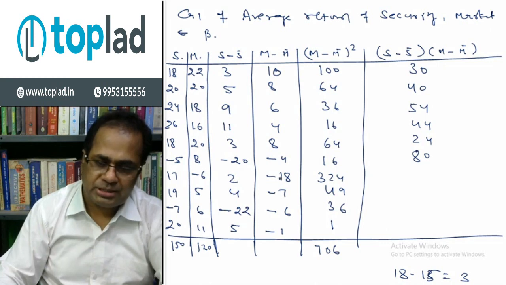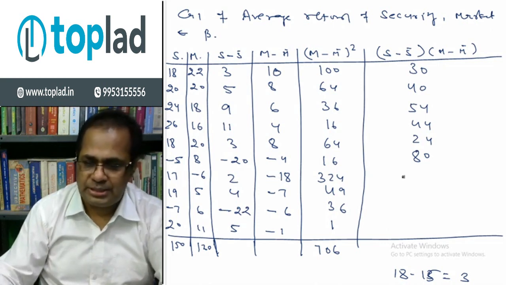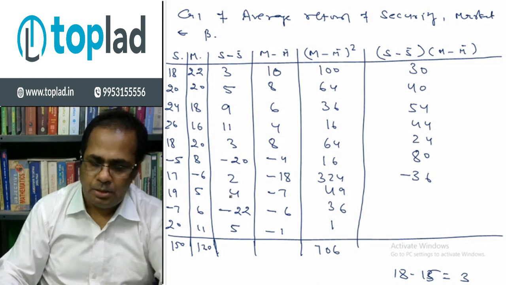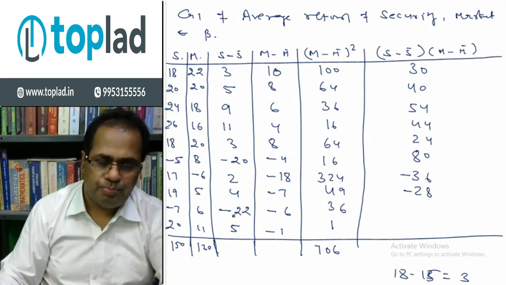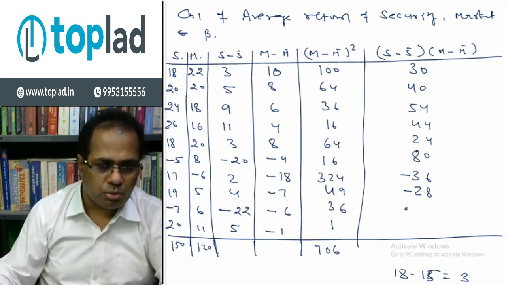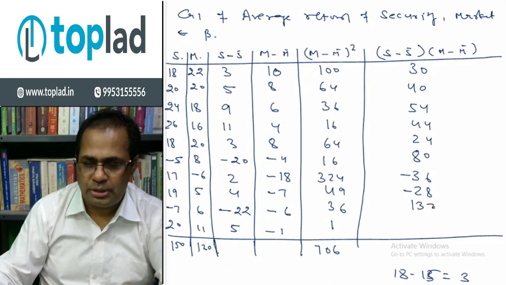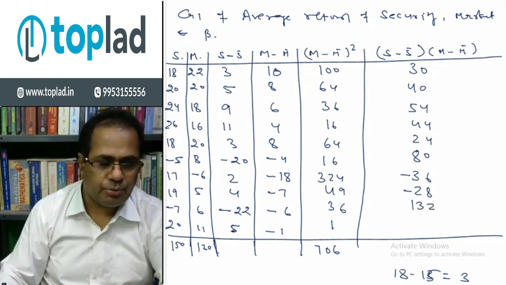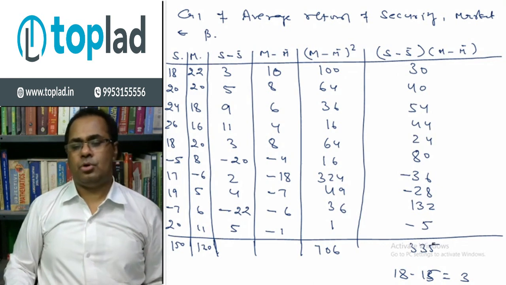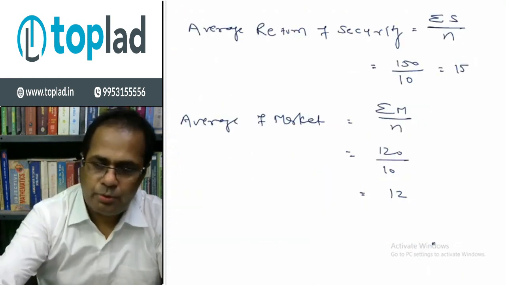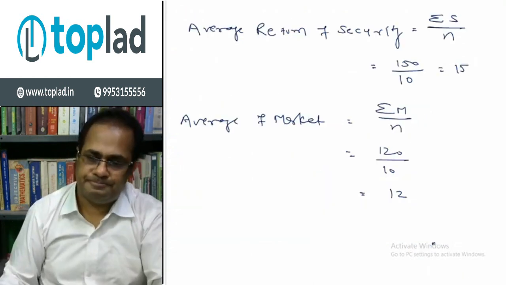2 into minus 18, that equal to minus 36. 4 into minus 7, that is minus 28. Minus 22 into minus 6, that equal to 132. 5 into minus 1, that equal to minus 5. The sum of these all is 335. Okay, now you can calculate here beta.